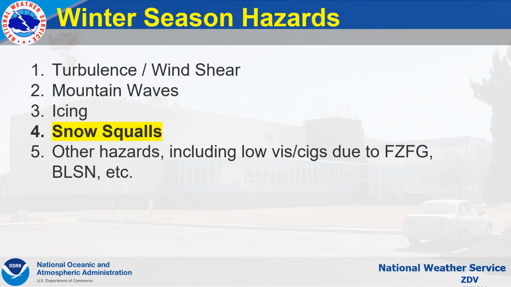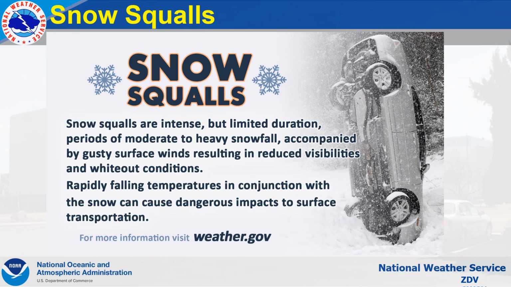Now, moving on from icing, we're going to talk about a relatively new weather type of hazard as we head into the winter season, and that would be snow squalls. The definition for a snow squall is as follows. They're intense but limited duration periods of moderate to heavy snowfall, accompanied by gusty surface winds resulting in reduced visibilities and whiteout conditions. Rapidly falling temperatures in conjunction with the snow can cause dangerous impacts to surface.